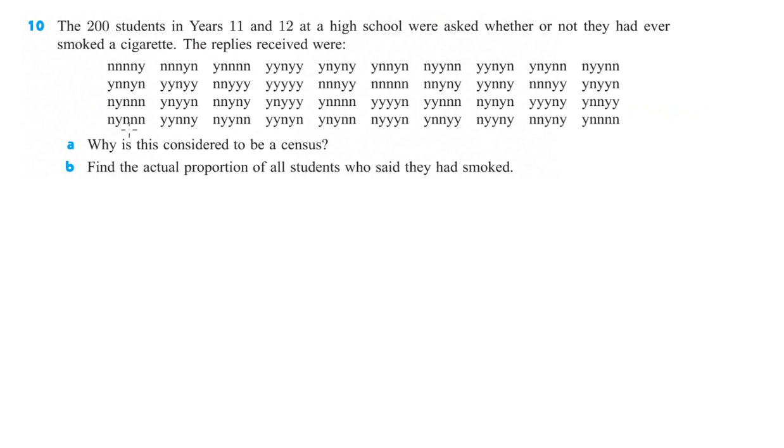Okay, and then last one we're going to take a look at is number 10. 200 students in years 11 and 12 at high school were asked whether or not they had ever smoked a cigarette. The replies received were no, yes, and so forth. Okay. Why is this considered to be a census? This would be a census because you actually asked every one of the 200 students here. Okay, because that's 5, 10, 15, 20, 25, 30, 35, 40, 45, 50 times 1, 2, 3, 4. That is all 200 students were surveyed. That's considered to be a census because you surveyed everyone.